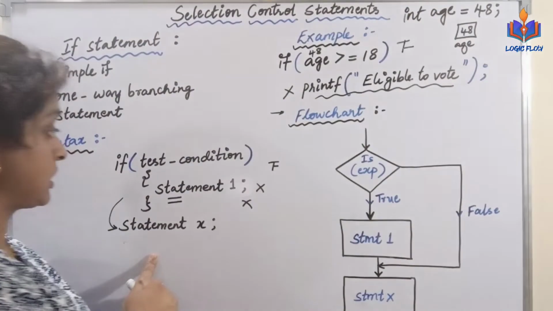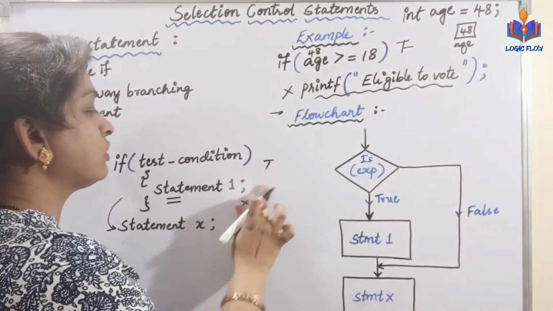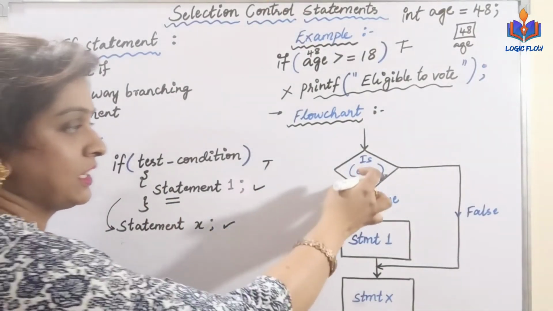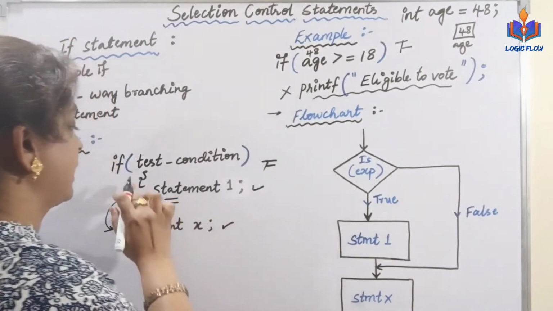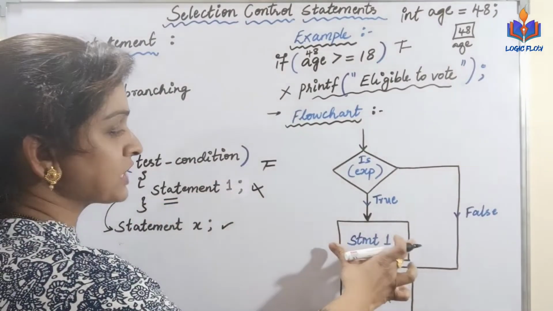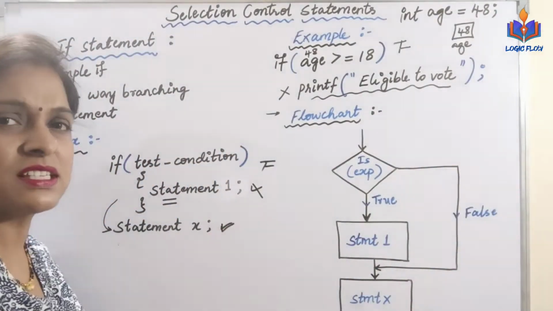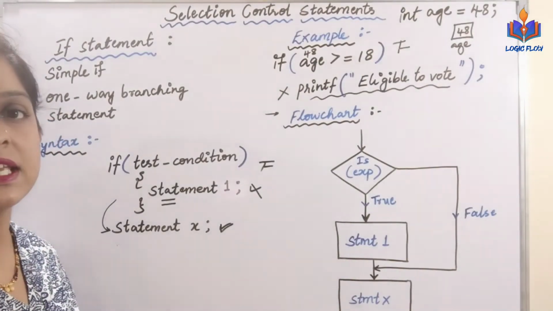Look at this. See, if true, execute this statement, then execute statement X. True, statement 1, statement X. False, skip this. So I am going to skip this. Straight away the control goes to statement X, that is the statement that we have in the program. So this is what we have with the simple if.